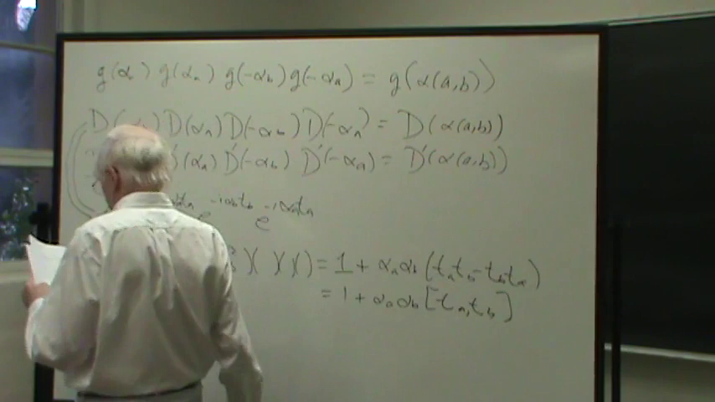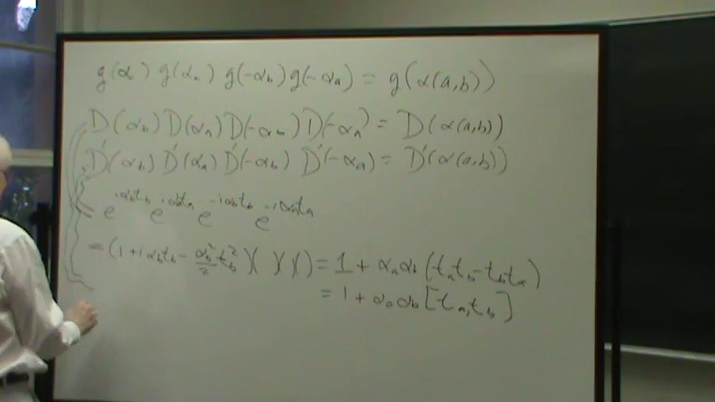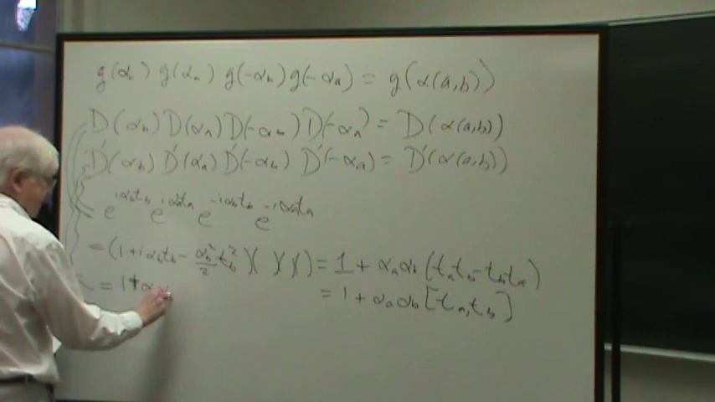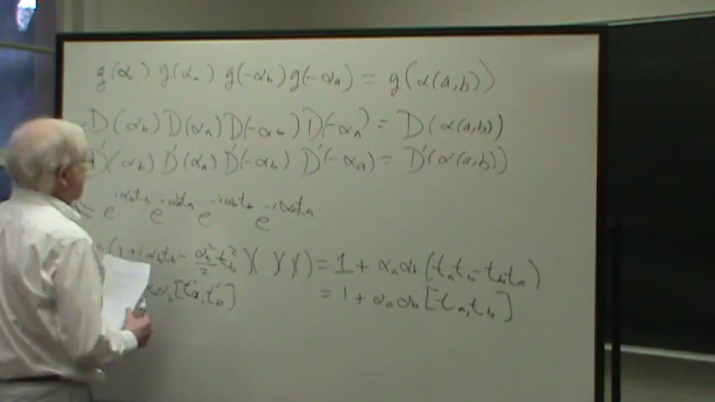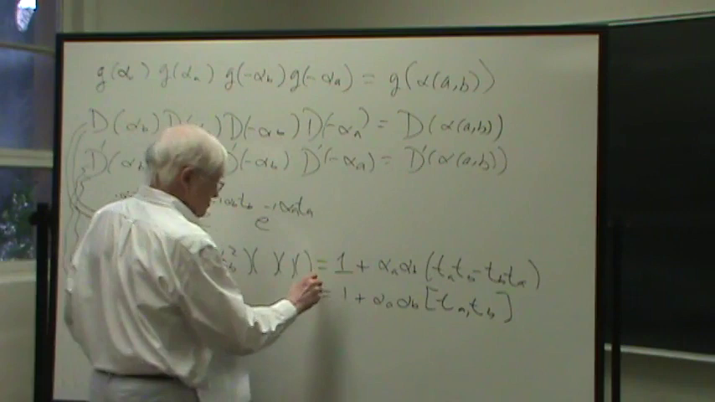And if you do, on the other hand, the other representation, what you would get would be the same thing, but you'd have 1 plus alpha A alpha B, the commutator of T prime A with T prime B. In other words, the D's would use generators T prime. This is approximately equal. This is the lowest order in the alphas, the alphas all being very, very small.